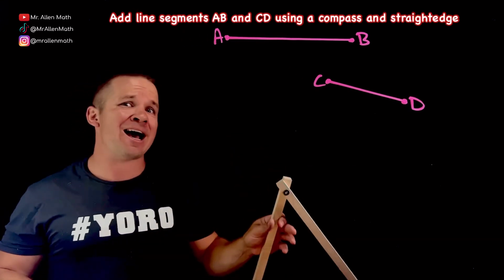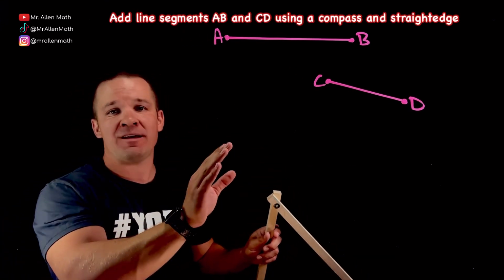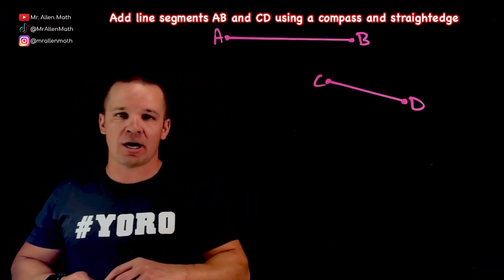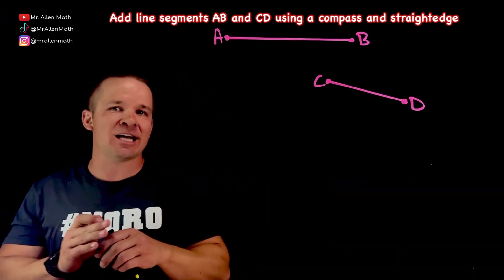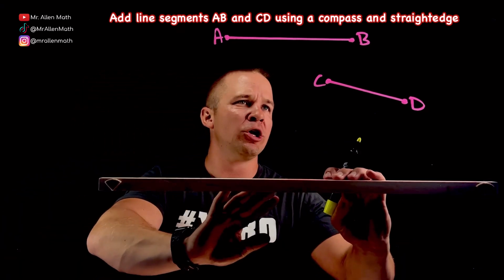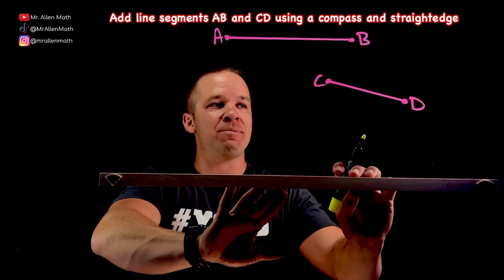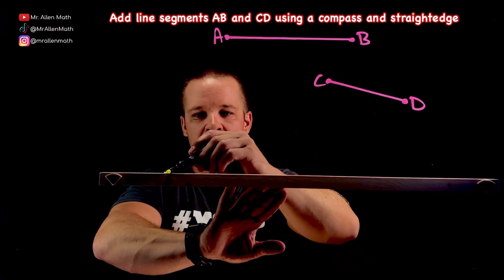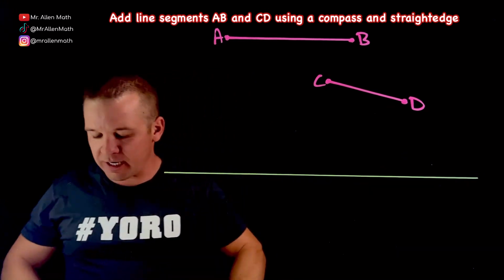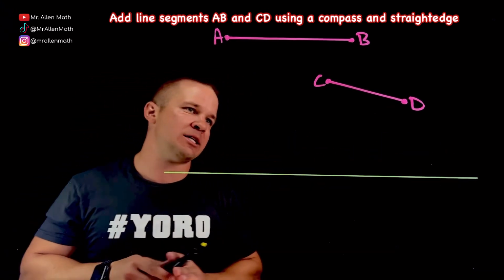We are going to add line segments AB and CD. So the first step here is I'm just going to draw myself a long line segment, and then we'll go ahead and plot some points. I'm going to give myself something maybe a little longer than what I expect AB and CD to be together. So I'm just going to go something nice and long like that. Perfect. Okay, so I have a nice long line segment right now.